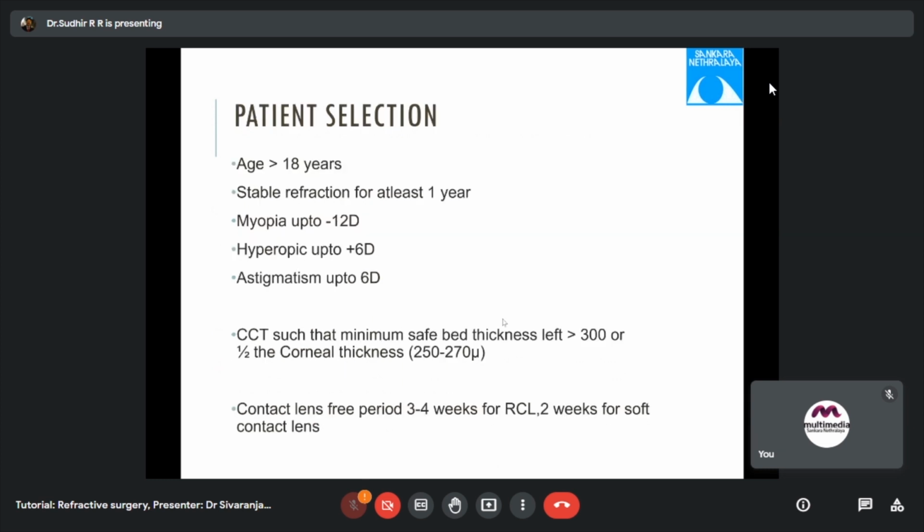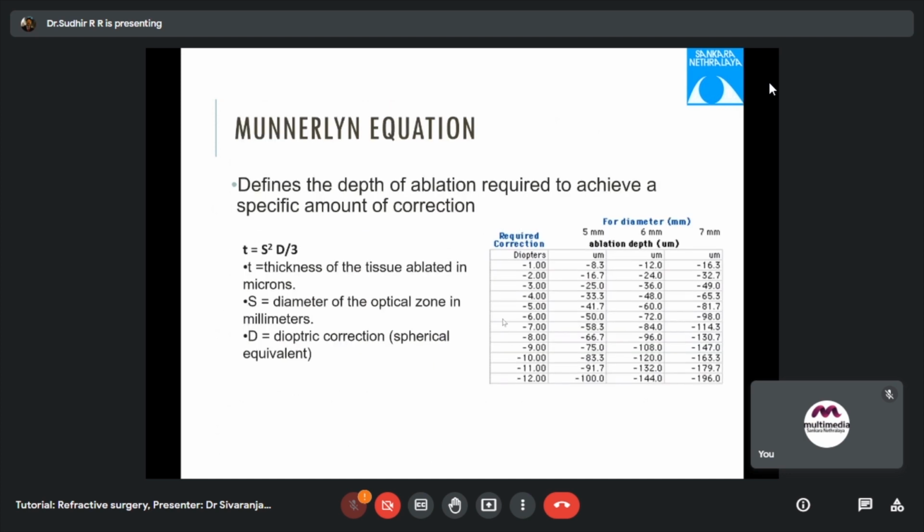Okay, go ahead. Patient selection for LASIK includes age more than 18 years and stable refraction for at least 6 months to 1 year. Myopia up to 12 diopters can be corrected with LASIK, hyperopia up to 6 diopters, astigmatism up to 6 diopters. The central corneal thickness should be more than 300 microns, or after ablation the residual bed thickness should be half of the corneal thickness. Contact lens free period should be 3 to 4 weeks for rigid contact lens and 2 weeks for soft contact lens.